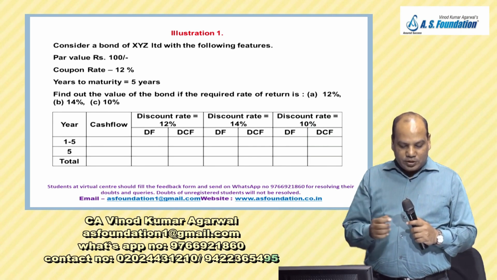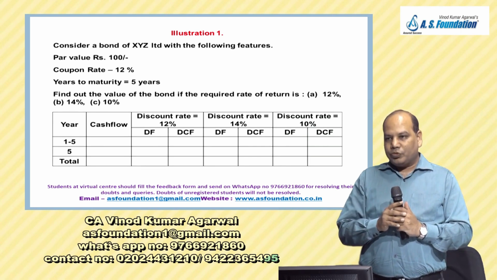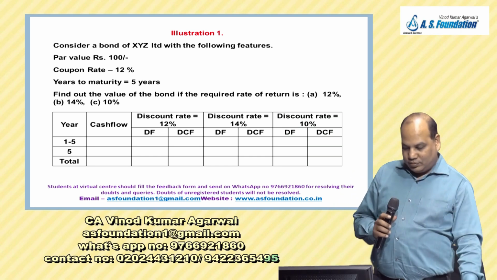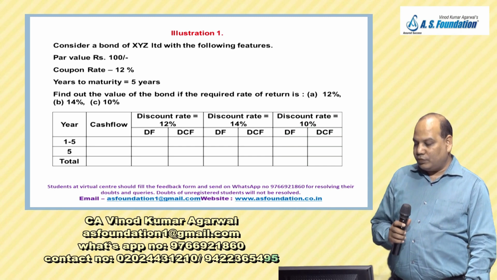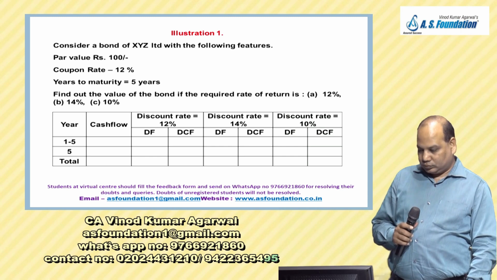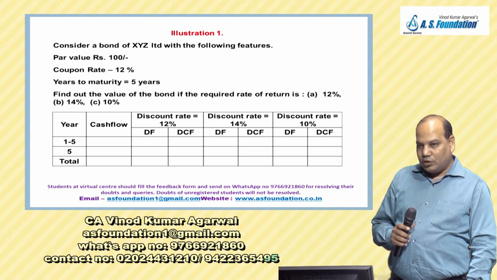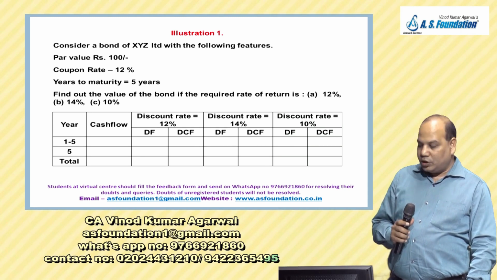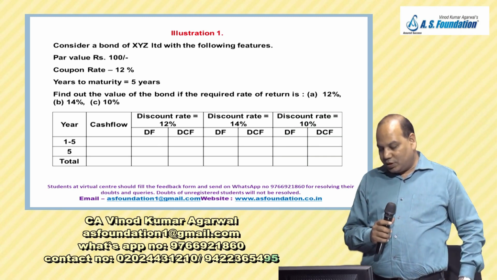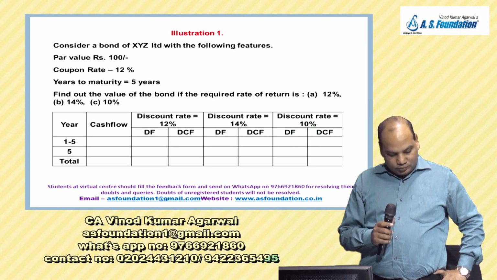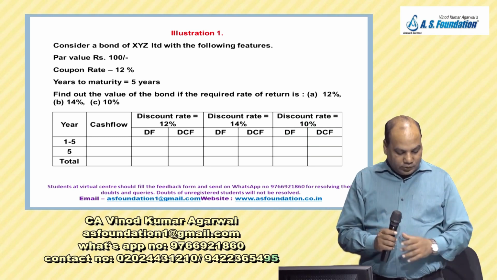So one small practice we will do on bond valuation. Solve in the question book only. This is a question. Consider a bond of XYZ Limited with the following features. Face value 100 rupees, coupon rate 12%, years to maturity 5 years. Find out the value of the bond if the required rate of return is 12%, 14%, 10%. So first one I will solve for you.